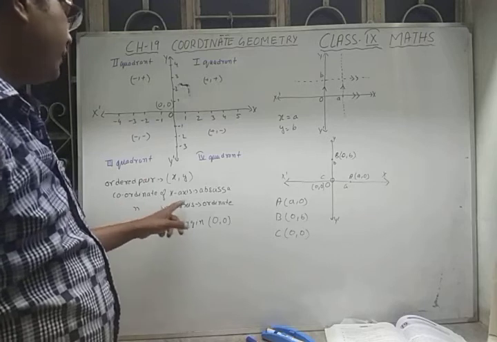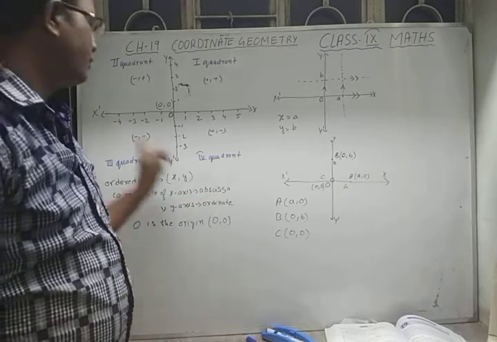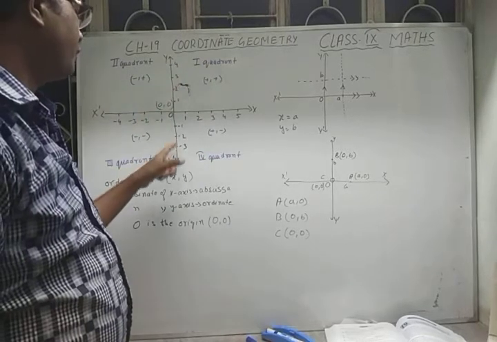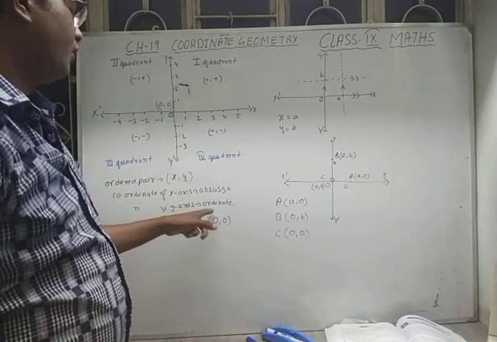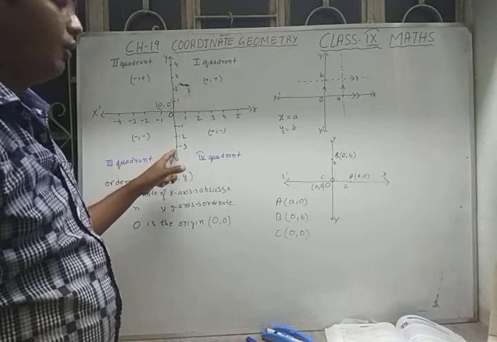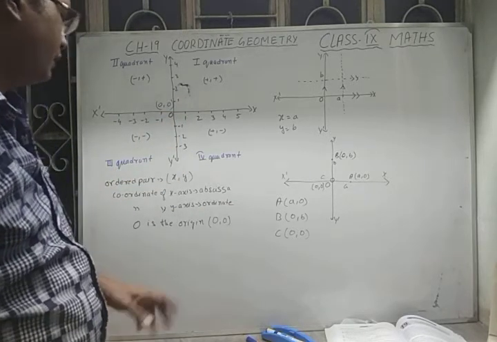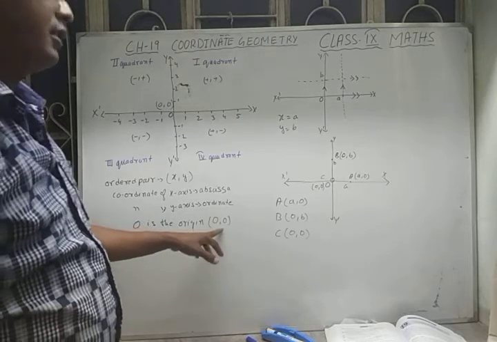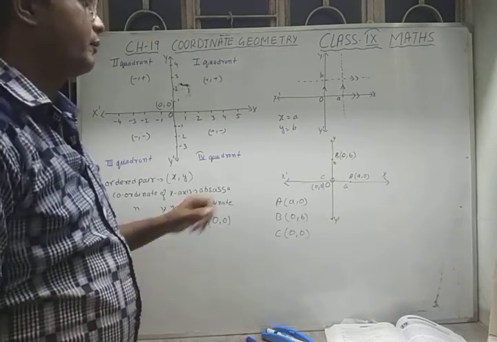The coordinates of the x-axis are called abscissa. All these points are called abscissa. Whereas the coordinates of the y-axis are called ordinates. O is called the origin, whose coordinate is always (0, 0).